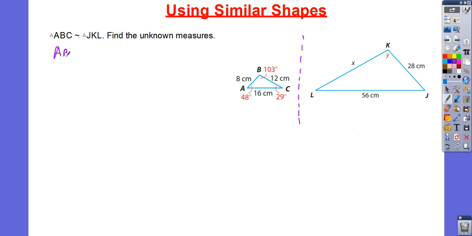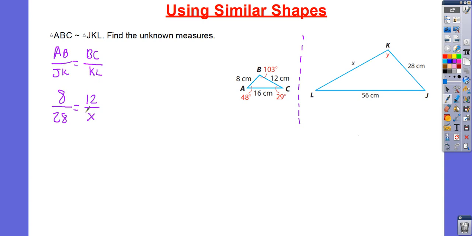I know that AB corresponds to JK. Okay, so this is something I know. I know the numbers for both AB and JK. I know the number for BC, but I don't know the number for KL. So these sides correspond to these sides. So this side's ratio has to be equal to this side's ratio. Now, let's go ahead and substitute our numbers in. We have 8 centimeters over 28 centimeters is equal to 12 centimeters over KL, which we do not know. So this is going to be X.